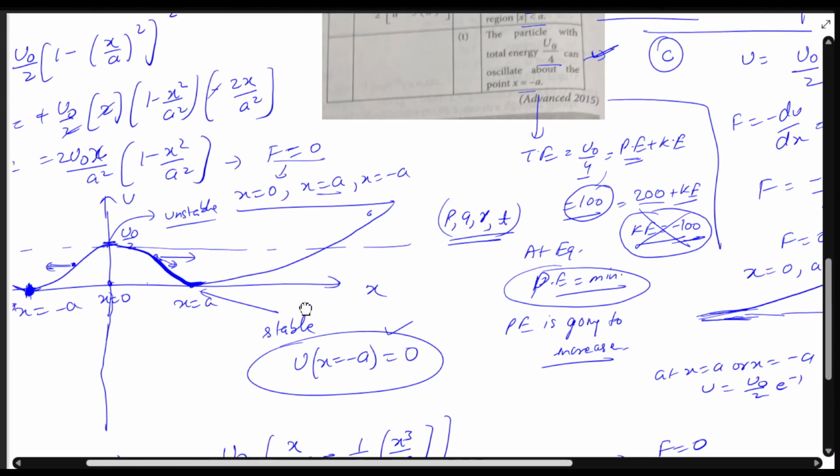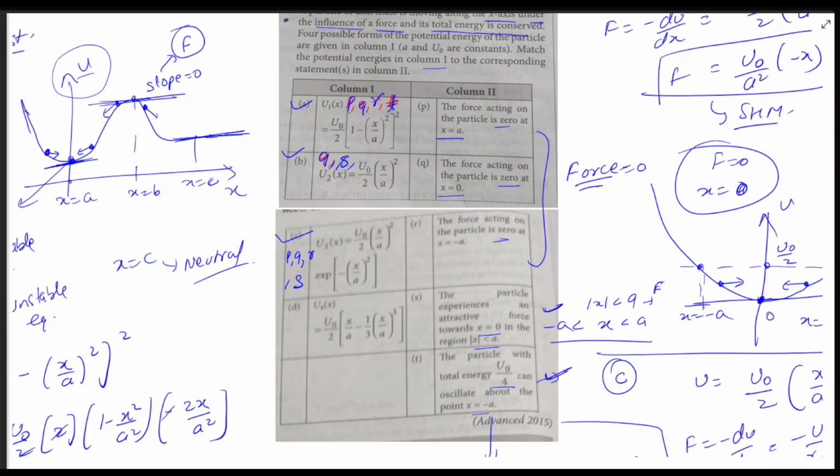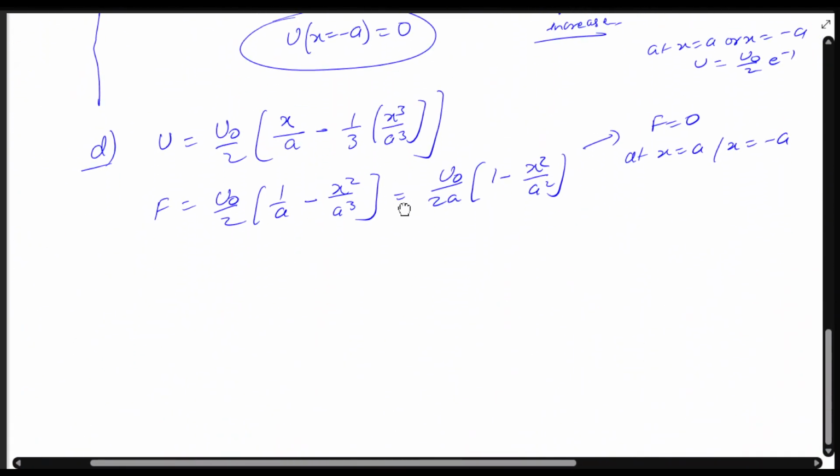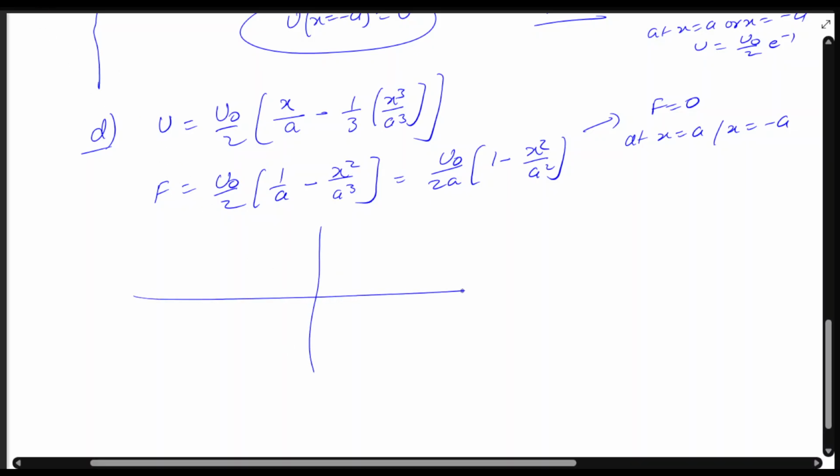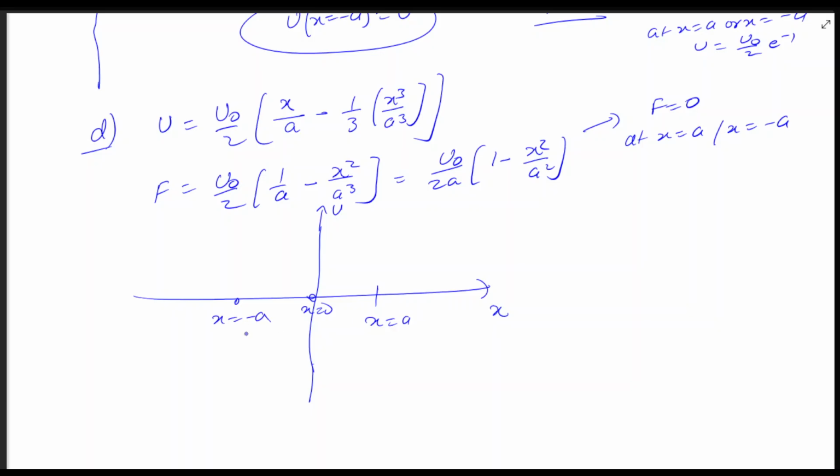Okay, so which option will be there? Q will not be there, so P and R. Now for S and T, we have to make the graph of U versus X. So let's make the graph of U versus X. So this is X, this is U. Okay. Now here x equals to a, this is x equal to 0, this is x equals to minus a.